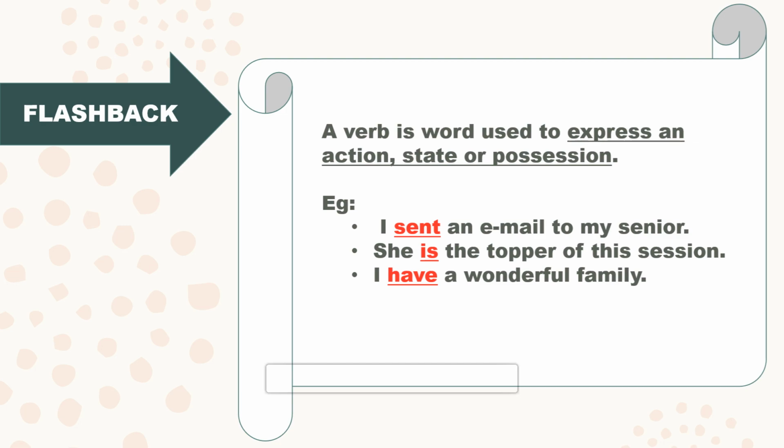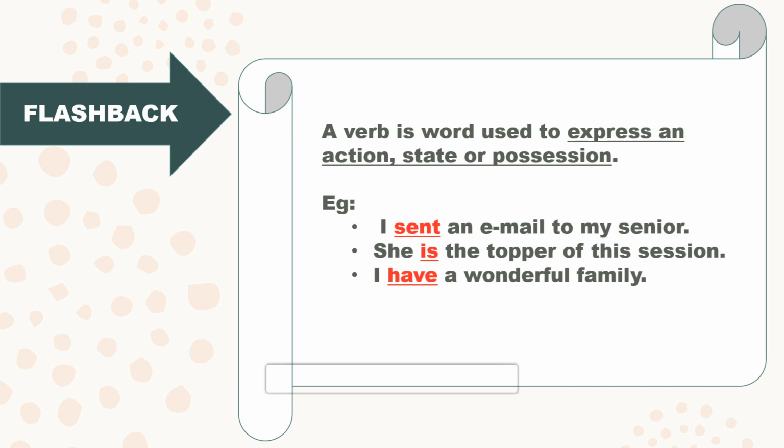So sent is a word which shows action. Sent is a verb here. Now, second example: she is the topper of this session. The word is talks about the present state, right? She was not the topper. She will be the topper or not, we don't know. But now, at present time, she is the topper. So, the word is talks about state.